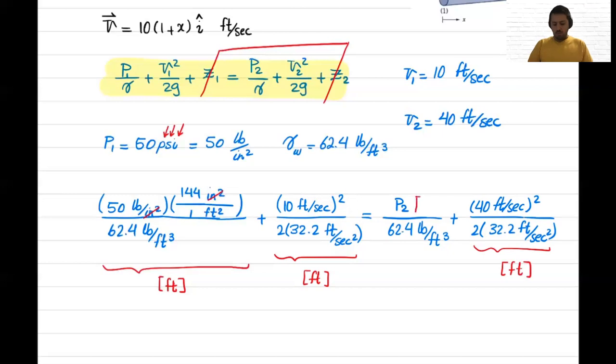So here the pressure that we find from this equation will be pound over square foot, and we need to convert it to psi. So at the end, pressure at point 2 will be equal to 39.89 psi. So that's the solution of this problem.